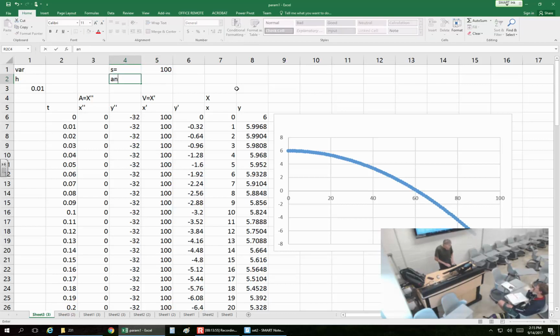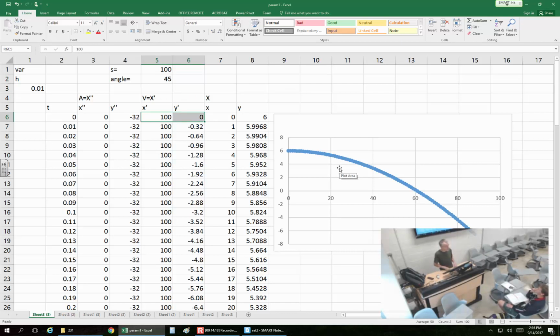put the angle in, ideally, let's say 45 degrees, okay? But how do we actually compute the initial velocity? It only affects the initial velocity. So how do we do it?